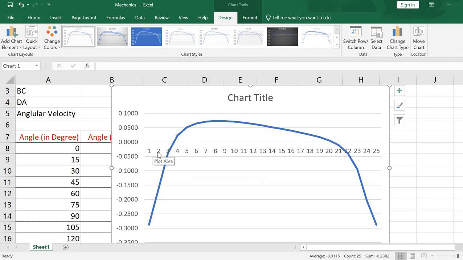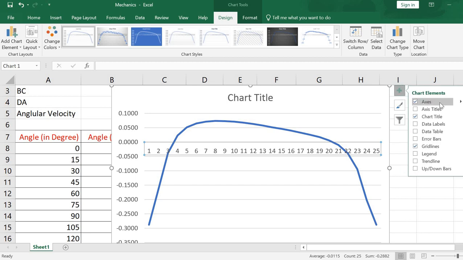After that, I need to change the values of this x-axis as I haven't highlighted the degree part. I'm getting this in numbers just from 1 to 25, but I need to change this to 0, 15, 30 in the angle difference. For that, you can use this chart elements. I'm also not sure about that. So after that, you can see this axis. You need to change this axis.